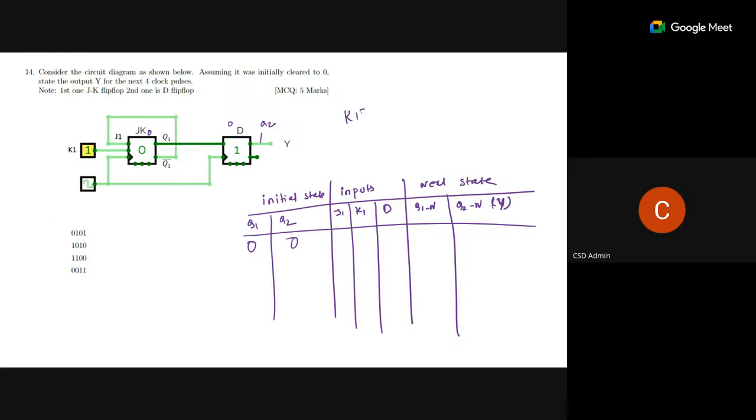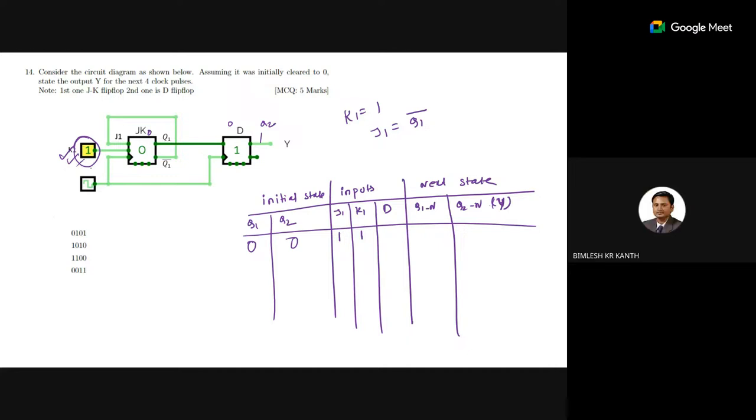And K1 is given equal to 1. Now what is J1? J1 is equal to Q1 bar. So what will be the value of J1 here? 1. And K1 is always 1, and J1 is always 1. How can we see that it is always 1? In the figure you can see it. Currently it is given as 1.